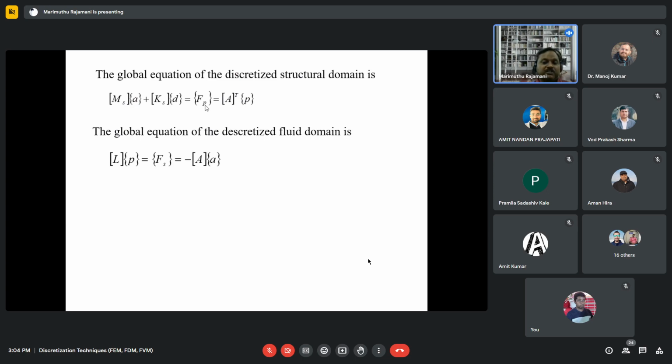You have a liquid contained in a container. The pressure that acts on the structure, the force on the structure, that is called Fp. That can be conveniently written in terms of area matrix into P, area transpose matrix into P. Then the global equation of the discretized fluid domain, it gets into L.